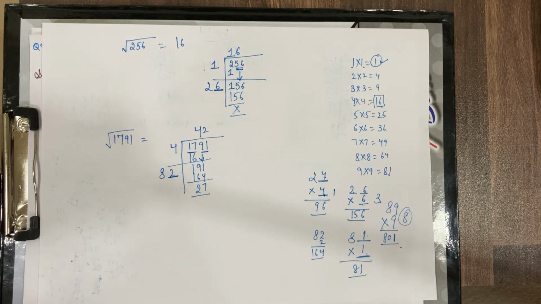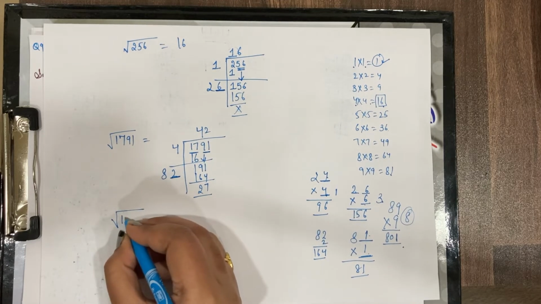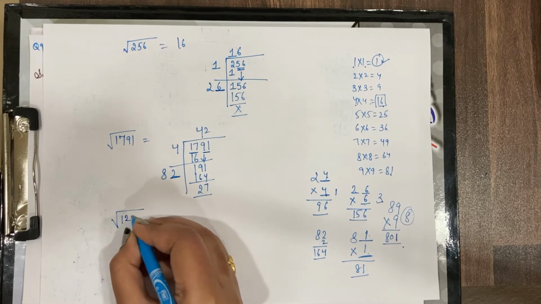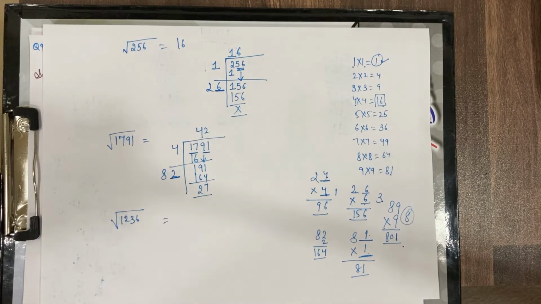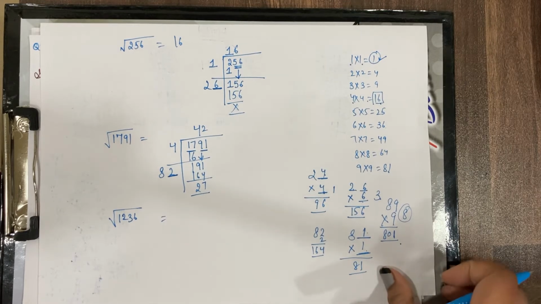In this way, you find out whether a number is a perfect square or not. I hope the concept is clear. One more question. Try this number and see whether it is a perfect square or not. Now this method will be used to find out this kind of sums.